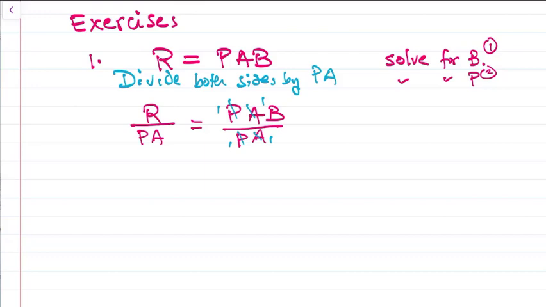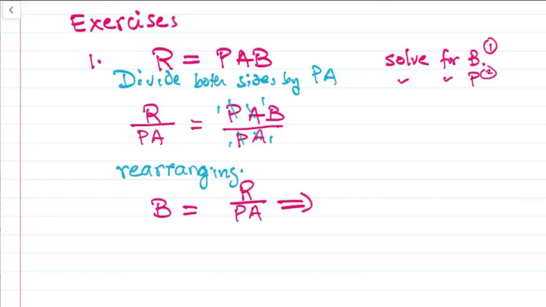So we are left with B, and therefore we can rearrange by moving the equation to the left and writing the formula to the right. So rearranging, that will become B = R over PA. And just for the sake of our multiple choice exam, we can have 1 over PA multiplied by R.